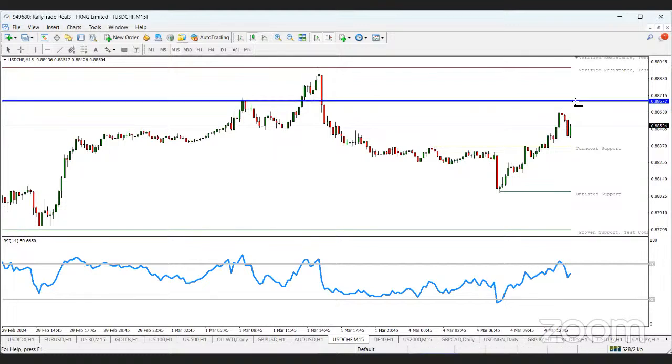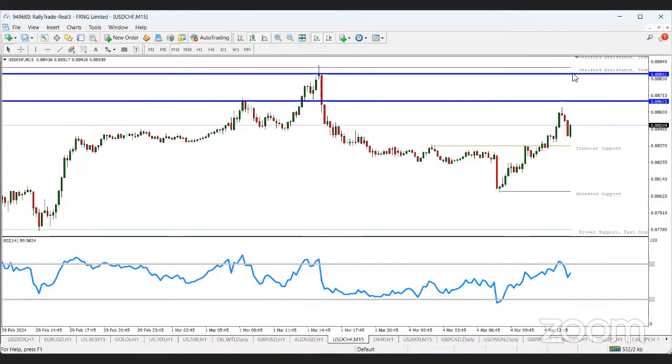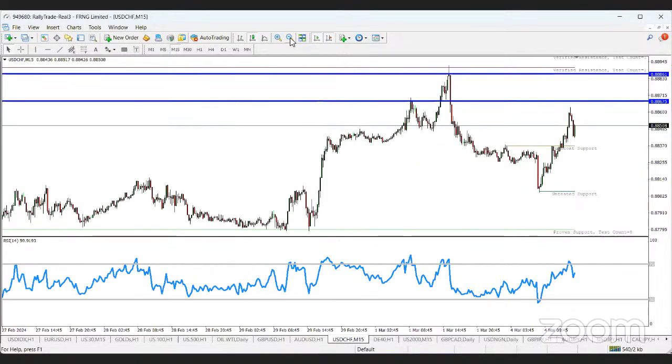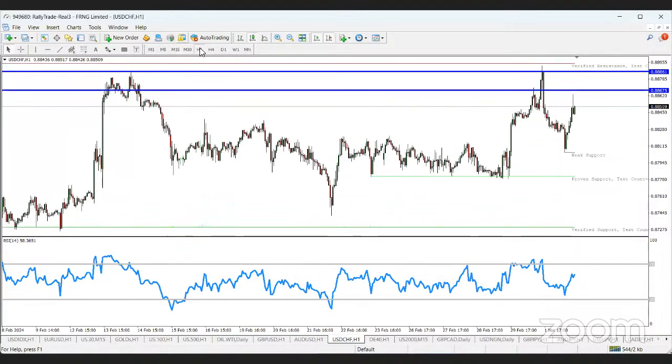So for USD CHF, I can look out for a buy from 0.88680, and then I can take profit at around 0.88860. So I can look out for that buy from 0.88680 and take my profit at around 0.88860.